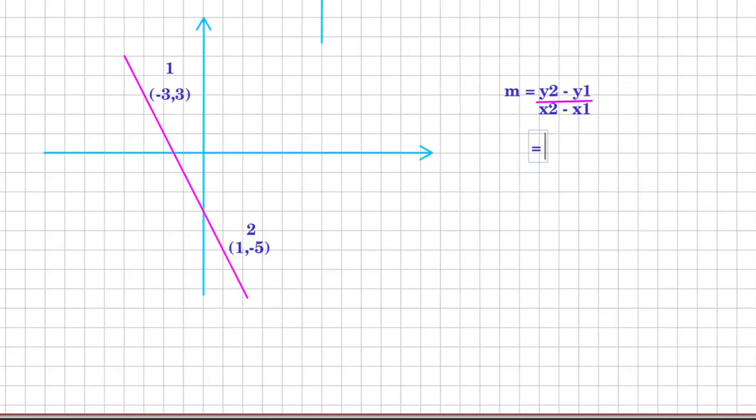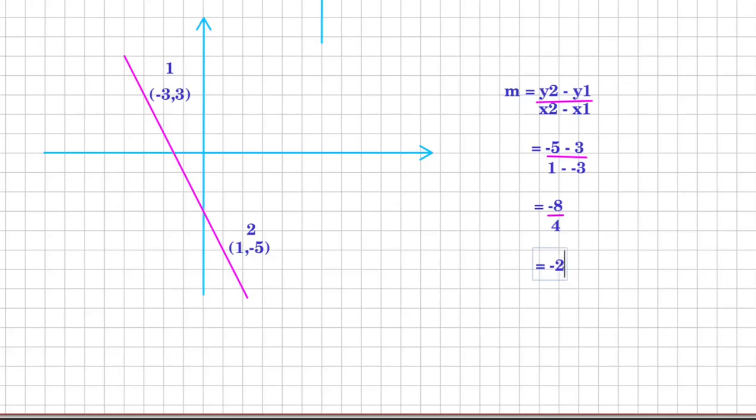What is y2? Y2 is -5 minus y1, which is 3, over what is x2? X2 is 1 minus -3. From there, -5 minus 3 gives me -8, over 1 minus -3, that is 1 plus 3, which gives me 4. This gives me a value of -2, which is the value for our gradient.